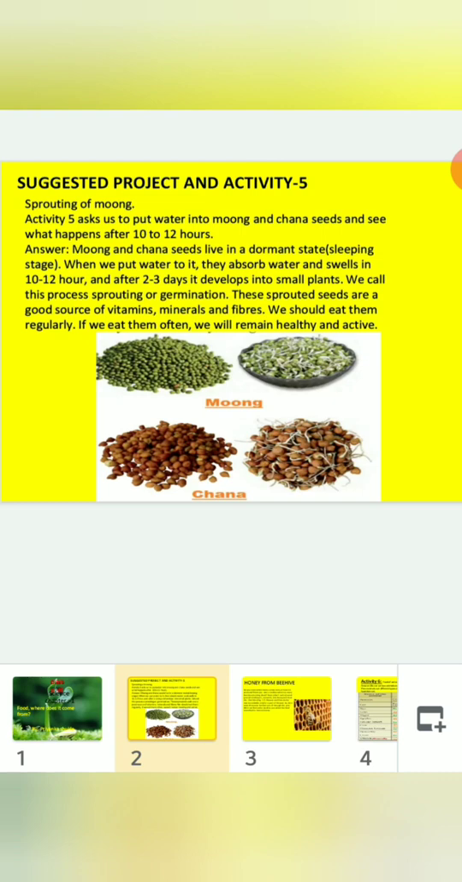The sprouted seeds are a good source of vitamins, minerals, and fibers. We should eat them regularly. If we eat them often, we all will remain healthy and active. So here you can see pictures of moong and chana.